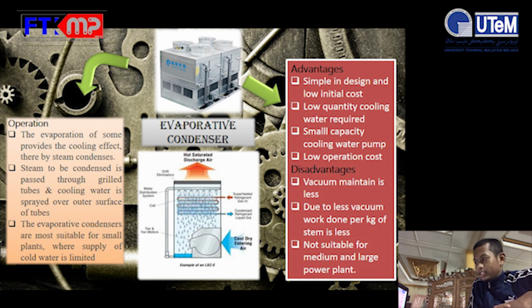Evaporative condenser. The evaporation of some water provides the cooling effect, thereby condensing the steam. Second, the steam to be condensed is passed through a grill tube. Cooling water is sprayed over the outer surface of the tube. And lastly, the evaporative condenser is more suitable for small plants where the supply of cool water is limited.